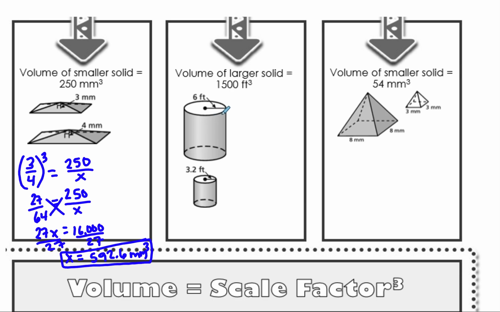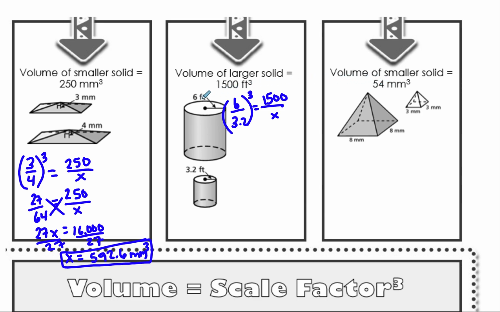Okay, let's try this next one. 6 over 3.2. This is a volume problem, so we need to cube that ratio of the sides. The larger one has a volume of 1,500. We're looking for the small.